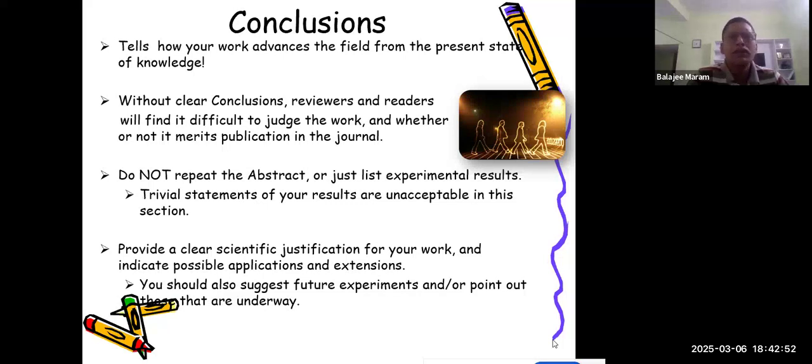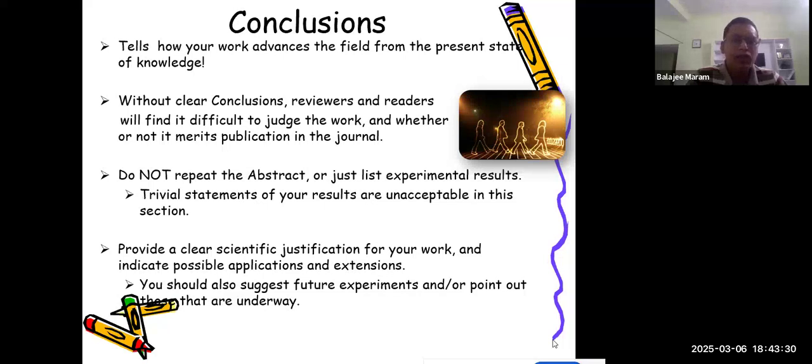Means already at the starting of the paper, you have written the abstract of the paper. That is before practical implementation. But after practical implementation, you need to write conclusion and future enhancements. So what about conclusion? It tells how your work advances the field from the present state of knowledge. So definitely you are responsible. You need to explain how your proposed methodology is best compared with existing technology. Right, okay? How it is different, how it is an advanced algorithm or technology.